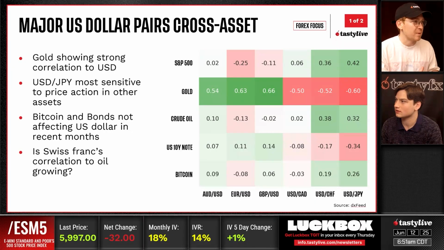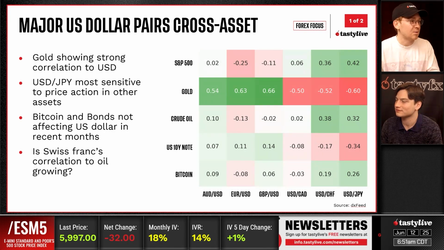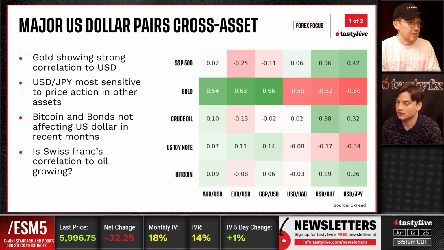I'm sure we're looking at gold. Maybe we're looking at crude oil. And some of the currencies that we're looking at, or are we just looking at U.S. dollar? We are looking at the major dollar pairs pitted against S&P 500, gold, crude oil, the 10-year note, and Bitcoin. Bitcoin, okay. That's funny.